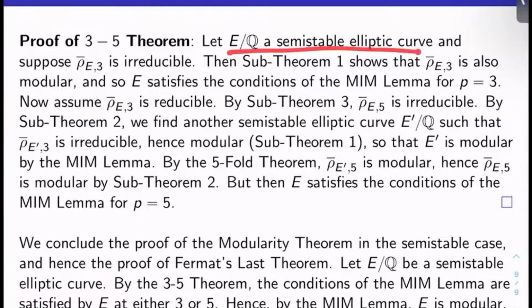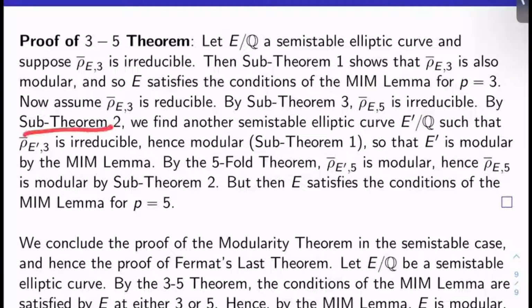Okay, so let's go down to the proof. Let E over Q be a semi-stable elliptic curve. Let's suppose rho bar E3 first is irreducible. By sub-theorem 1, rho bar E3 is also modular. So E satisfies the conditions of the MIM lemma for P equals 3, and I'm done. Well, what if rho bar E3 is reducible? By sub-theorem 3, rho bar E5 must be irreducible because one or the other has to be.